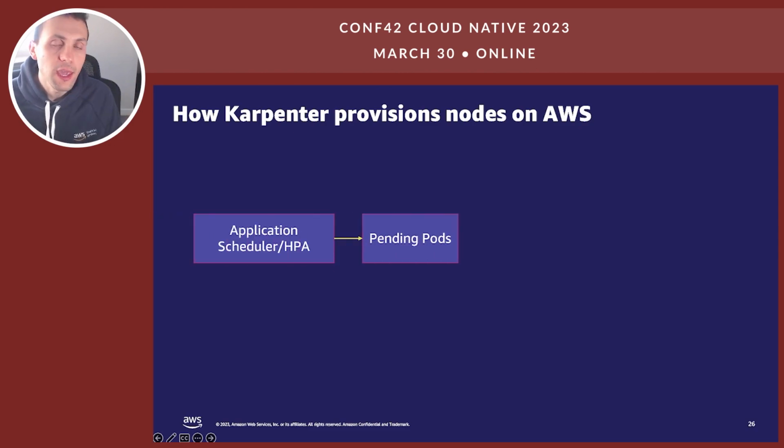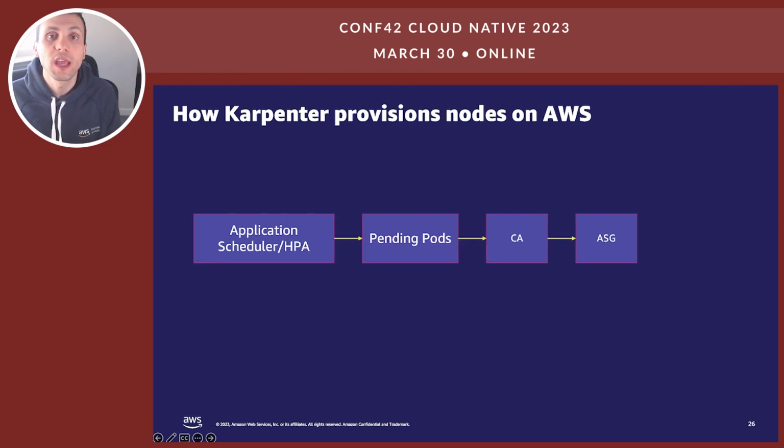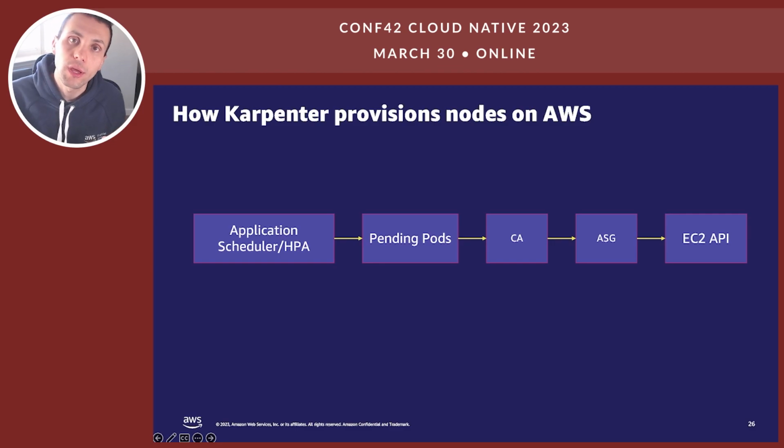to be created. It gets into a pending pod scenario. Then the Cluster Autoscaler will actually look at those pending pods. It will talk to the autoscaling group, and then the autoscaling group will talk to the EC2 API to increase or decrease, in this case increase because you have pending pods, the number of nodes that you have on your node group.